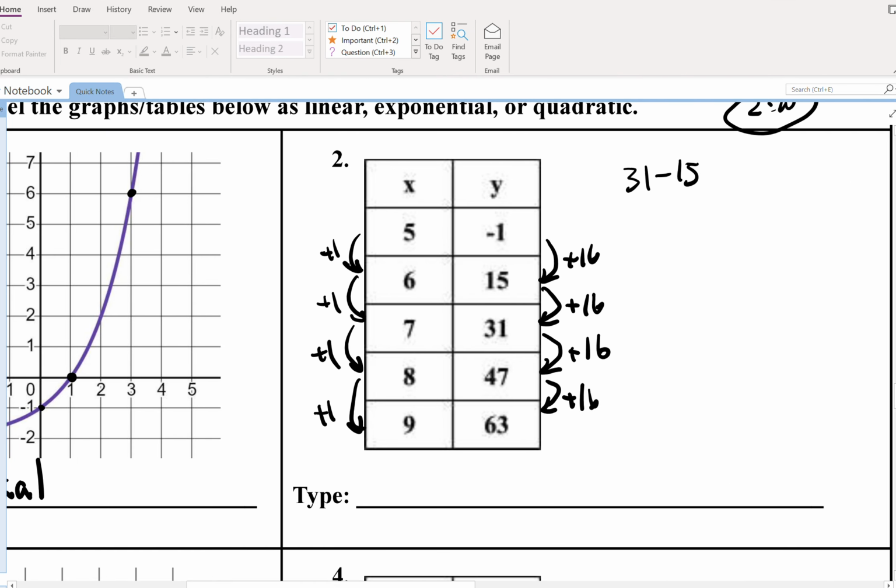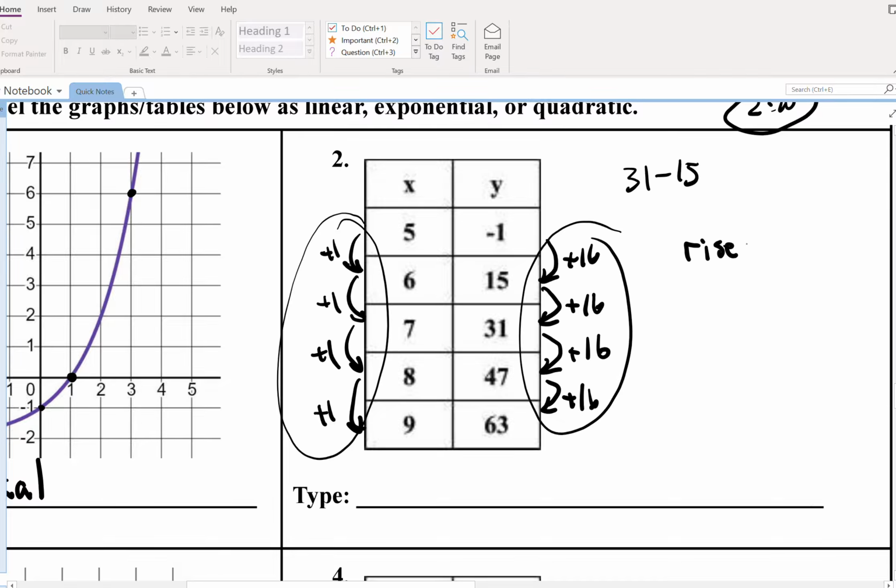And so when you have a constant sum or difference in y for a constant sum or difference in x, then we can say its rise is 16 over its run 1. So its slope is 16. That means this is a linear equation. And there you have it.